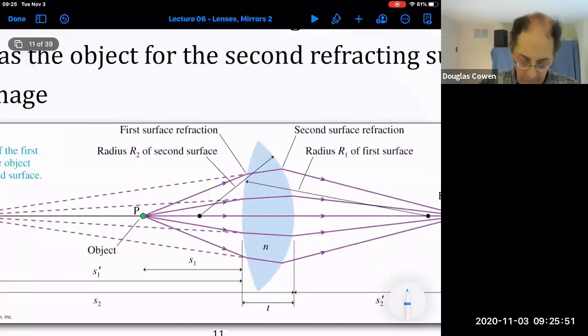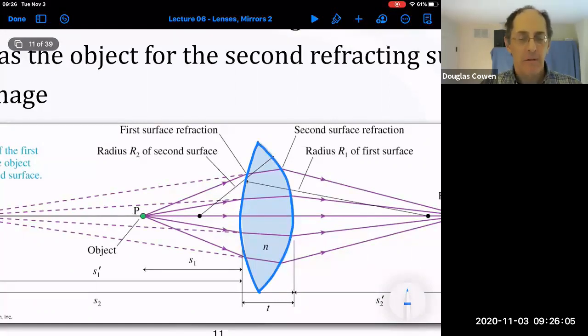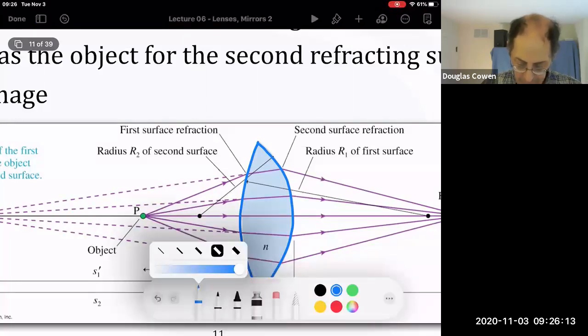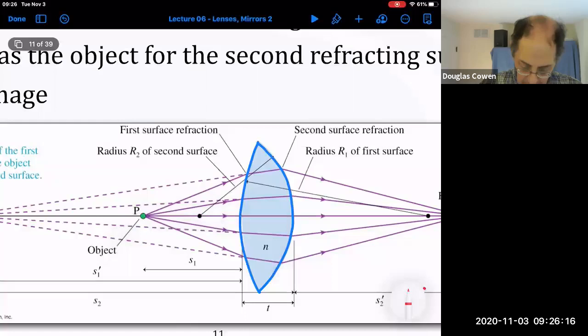We have two different refracting surfaces on one lens. There's one refracting surface, and here's the other. So they have two different radii of curvature. This is the most general case. And just so you know, what we're going to treat is the case where the two refracting surfaces are symmetrical and they have the same radii of curvature. So the lenses we're going to deal with look more like that. It simplifies things.